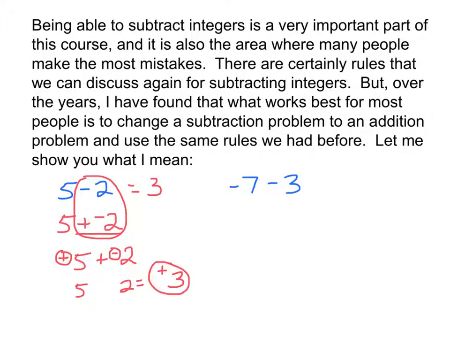So let's do the same thing with negative 7 subtract 3. Rather than subtracting, I'm going to change this to an addition problem. And rather than subtracting 3, I'm going to add a negative 3, because adding the opposite of what I have is exactly the same thing as subtracting. Now I can use those rules. I am adding 2 different integers that have the same sign, so the absolute value of both of them is 7 and 3. And since they have the same sign, I'm going to use that same sign. I get an answer of negative 10.